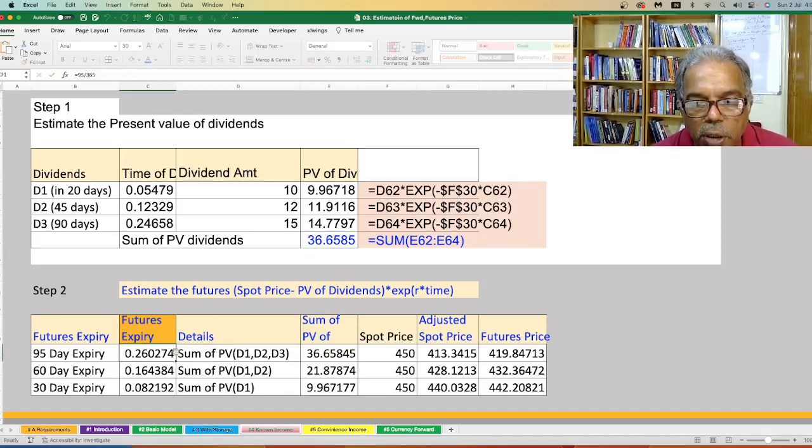95 divided by 365, 60 divided by 365, and we also keep the 30 divided by 365. We'll keep everything ready. For the first one, we add all the present value of D1, D2. The spot price is the same. So what is the adjusted spot price? It is nothing but the spot price minus the present value of D1 plus D2 plus D3. So that will give you the adjusted spot price. Then the futures price is nothing but the adjusted spot price times exponential of R times the expiry. Here the expiry is nothing but the futures expiry time.